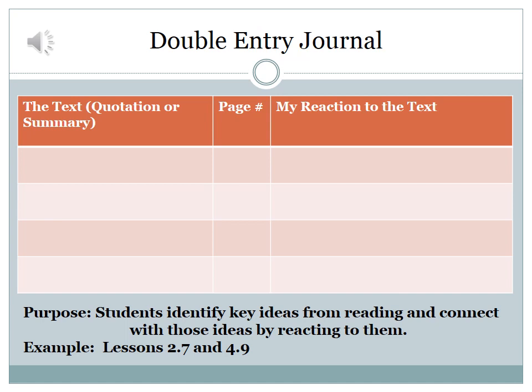The double entry journal is a useful during reading strategy that allows students to interact with the text. As students are reading, they identify several quotations or key summary ideas of the content. They include the page numbers with each idea, and then they spend some time reacting to the text, making personal meaning of those ideas. The purpose is to allow students to identify key ideas and to relate to those ideas. We will be using this strategy in lessons 2.7 and 4.9.